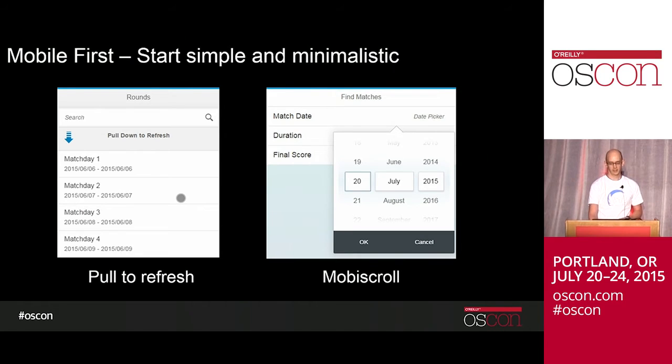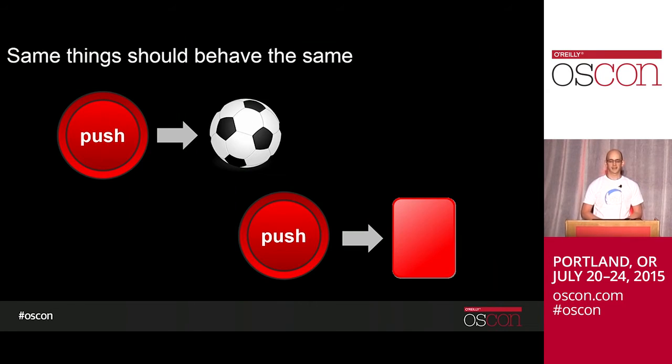Okay. It's also really important that you have a look at consistency, or same things should behave the same. So if you think about a referee app, for example, you want to track the score of a soccer game, then you have an app maybe with a red button, and every time you push the button, it will update the scoreboard and score a goal.